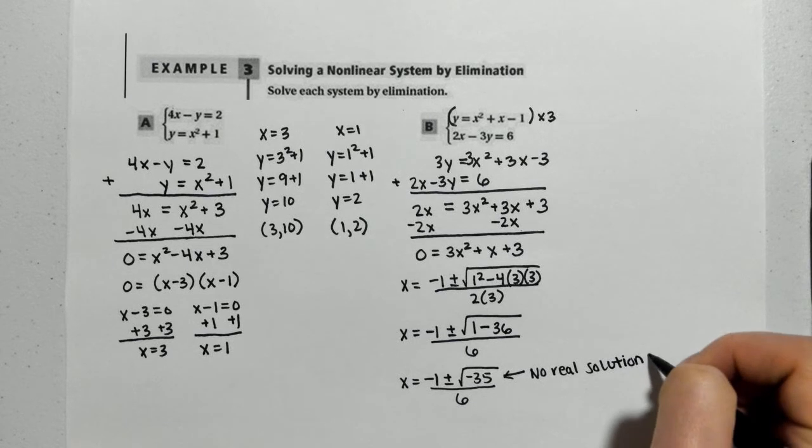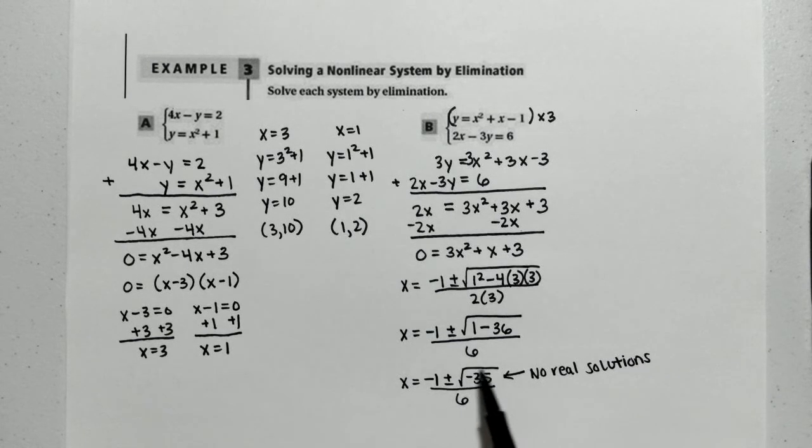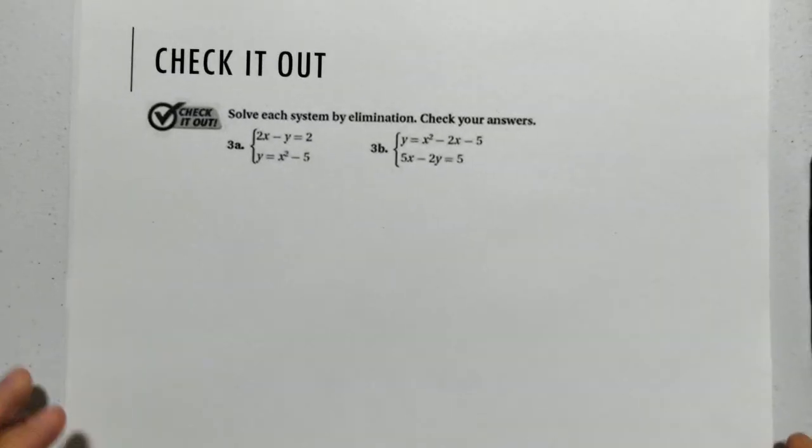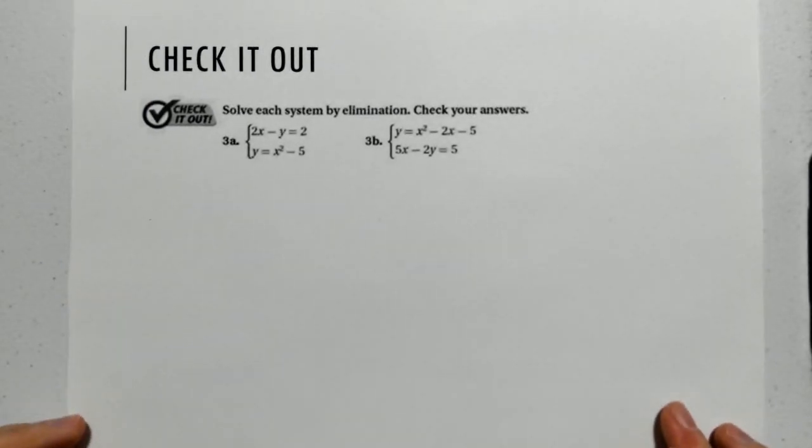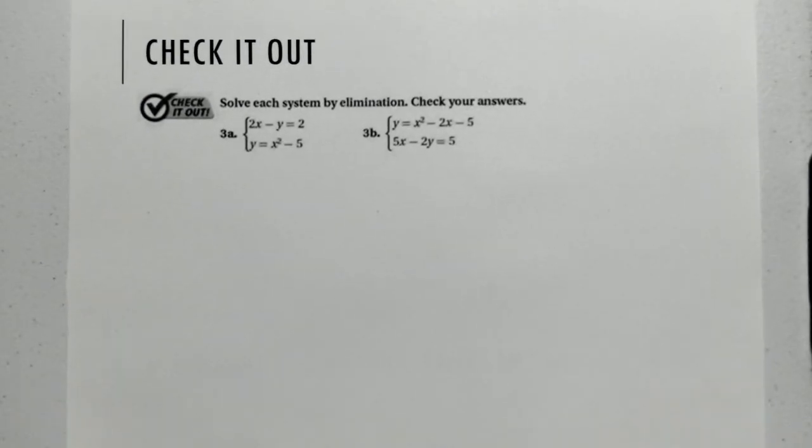Remember we talked about the discriminant in the last lesson? If it is a negative value, it means no real solutions. You can't take the square root of a negative number. So for B, there's no real solutions to that system. So now there are 2 check it out problems for you to do. You're going to solve the systems via elimination. So go ahead, take a moment, pause the video, and then resume when you're ready to check your answer.